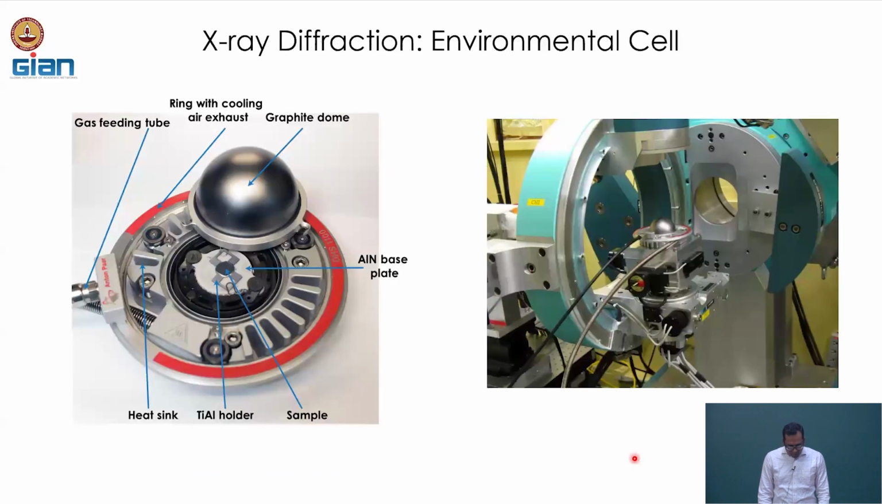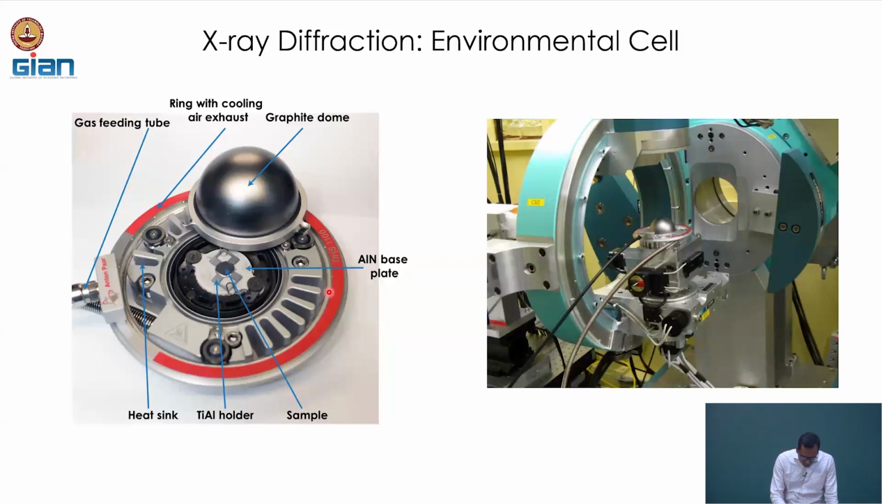Since we are going to talk about in situ techniques, where we look at the material in a certain gas environment as well as at a different temperature than in ambient conditions, this is one example where we have an environmental cell, or an in situ cell, where we can collect XRD data in some controlled environment and at a different temperature.